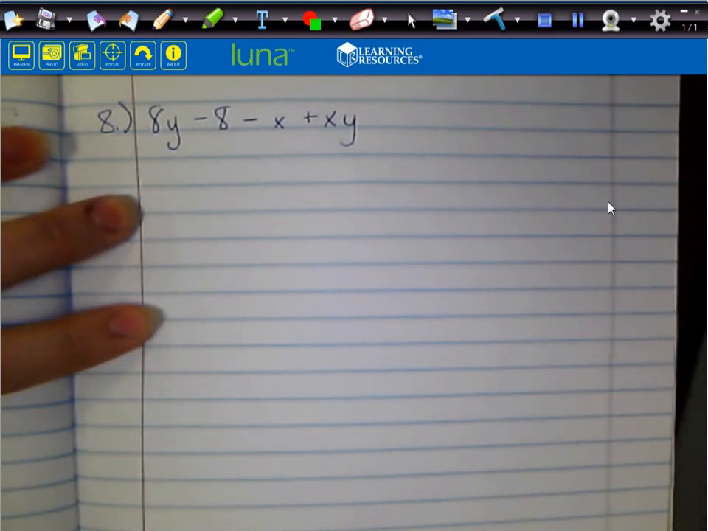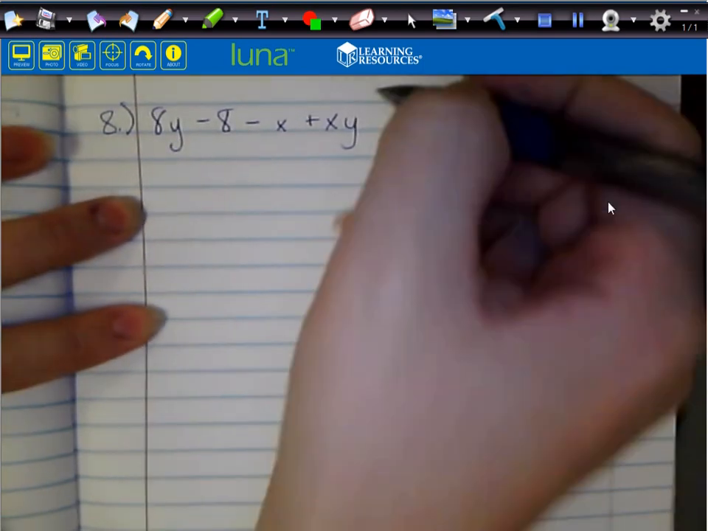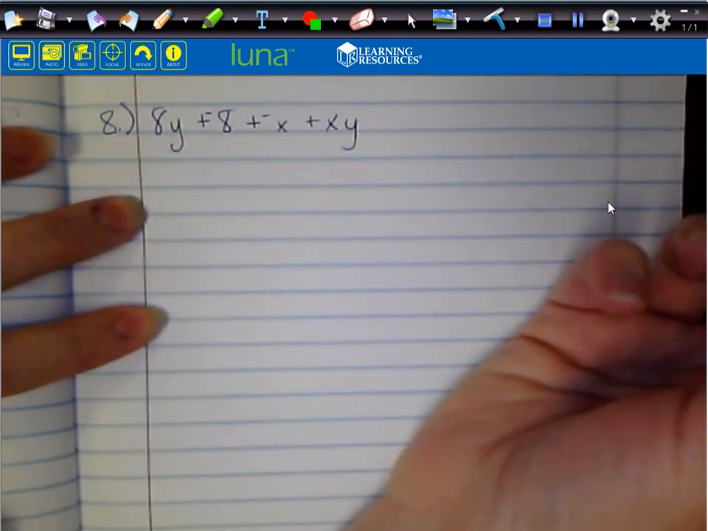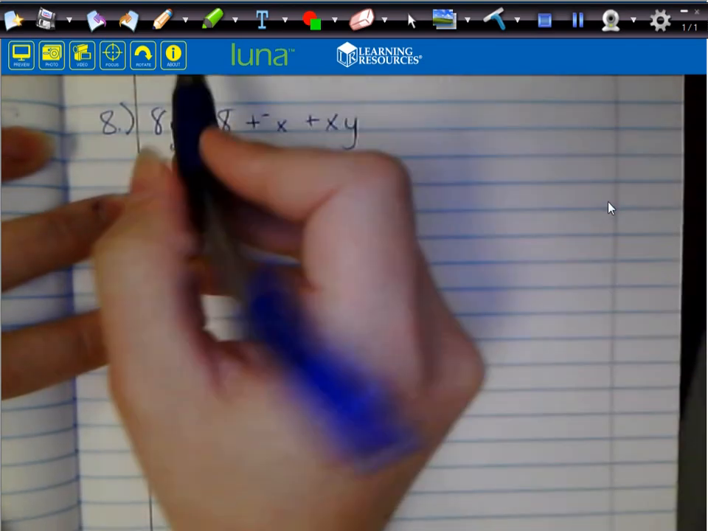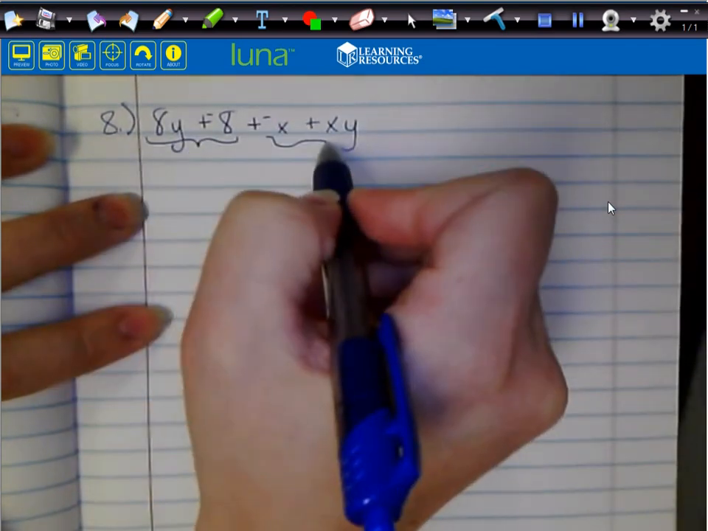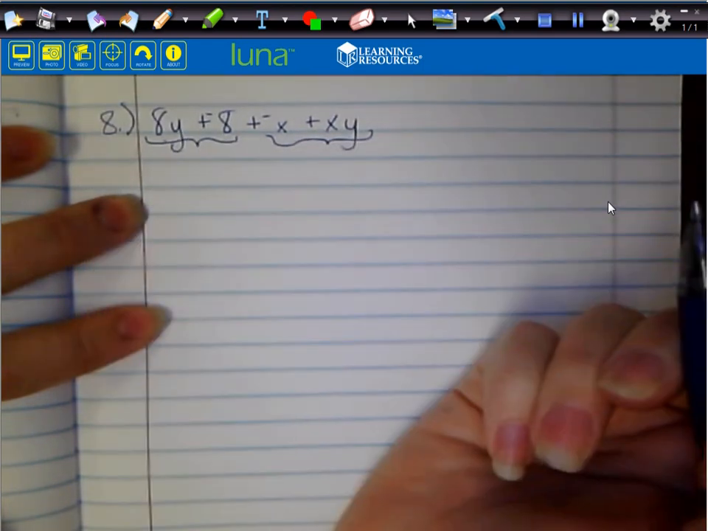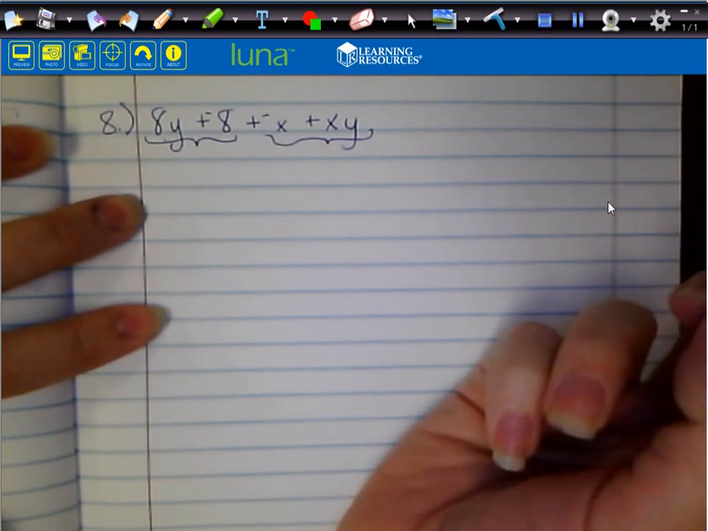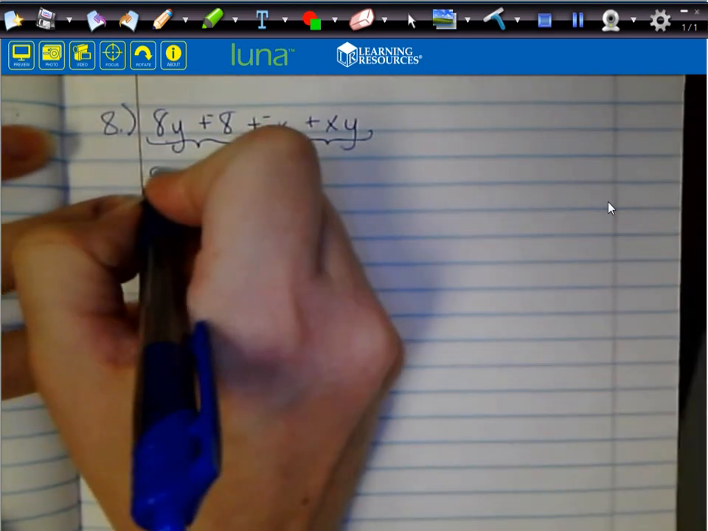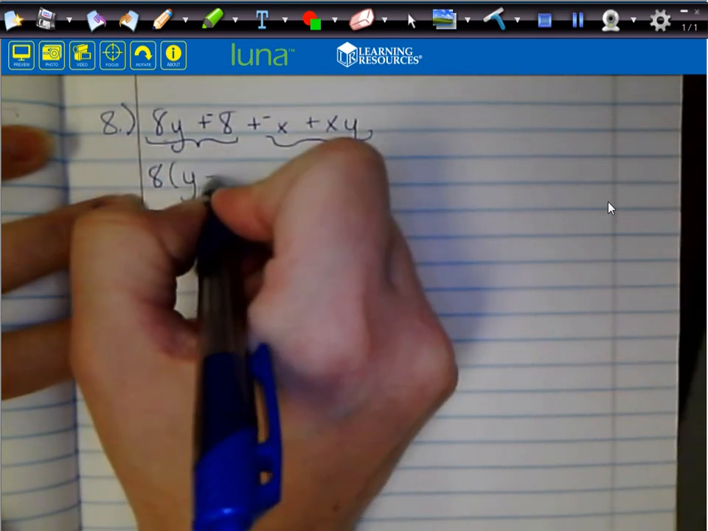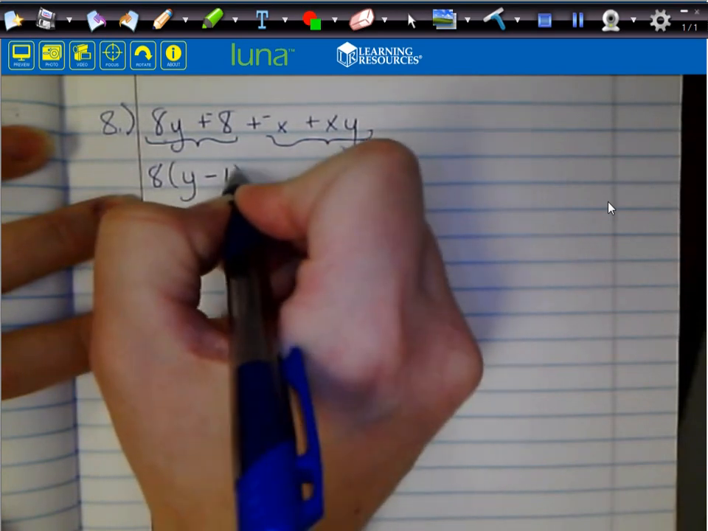Don't panic because now we suddenly have x's and y's in our problem. The first thing we're going to do is what we've been doing all along. We're going to add the opposite, plus a negative 8 plus a negative x. And then we're going to group just like we have been all along. 8y and negative 8 have a common factor of 8. So I'm going to go ahead and pull out my 8. And that's going to leave me with y, and then negative 8 divided by 8 is going to give me negative 1, so it's y minus 1.